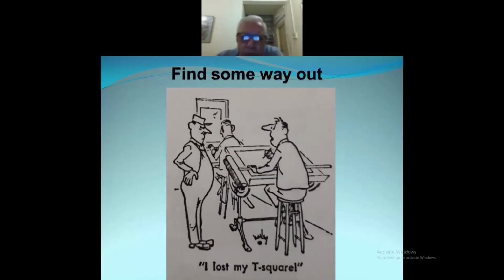The second point is, there will be problems, but there will always be some way, and you have to imagine a solution. Here, this gentleman lost his T-square, but still he is managing the work. You see what he is working with.